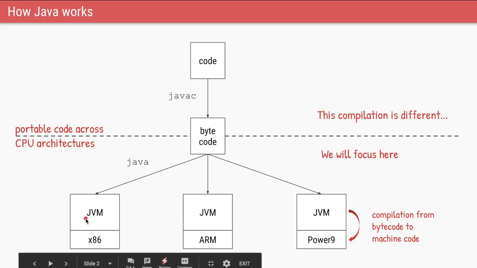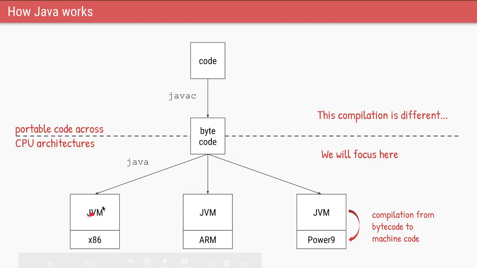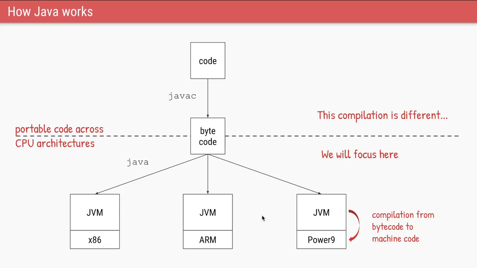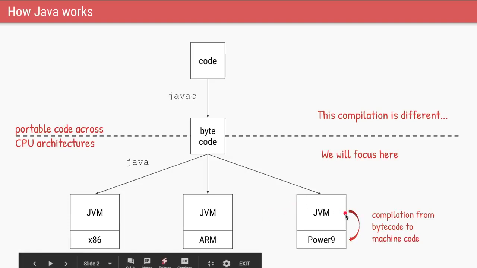So you can use it on Intel, which is x86 architecture. You can run it on ARM, and you have some other architectures like SPARC, Power9, and so on and so forth. So when your application runs on the JVM, it will convert your bytecode into the machine code. And this step is also called compilation. So in this video, we'll focus on this compilation and not the conversion from Java code into the bytecode.